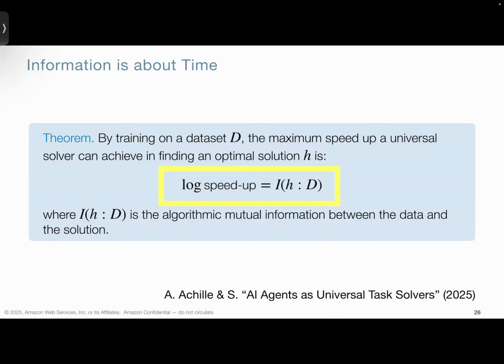But this also says that this is the only way. Okay, this is an equality, it's not a bound. Okay, the only way you get smarter is by becoming fast. So information is time here. Okay?